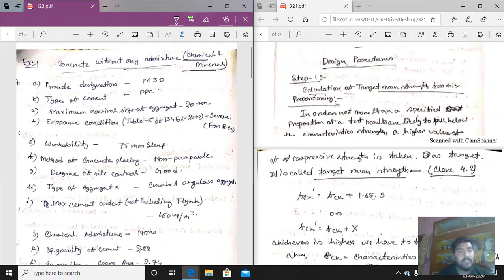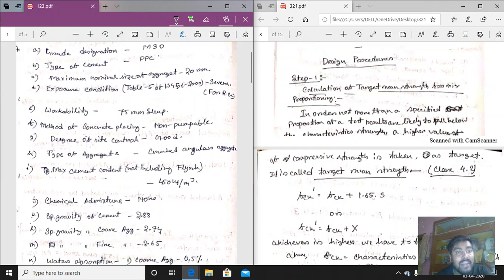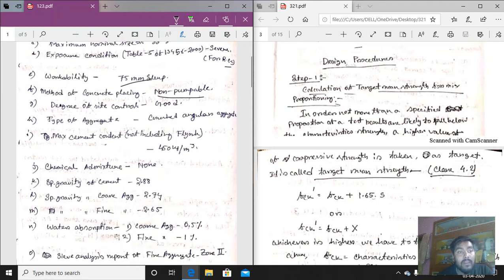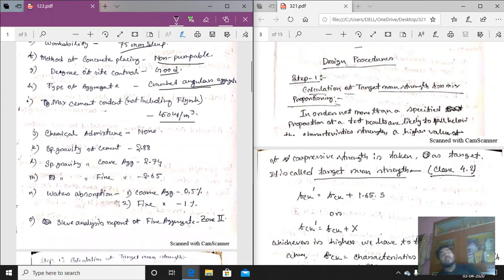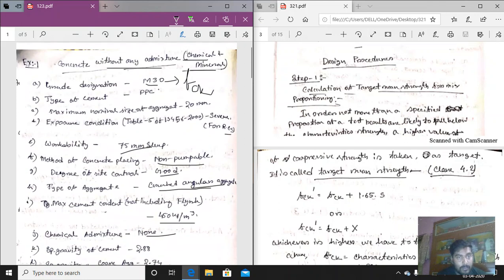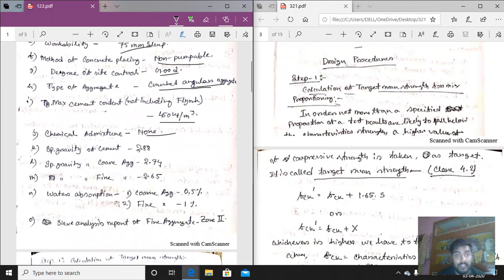So this is the data that we have got: the grade FCK is M30, type of cement PCC, maximum nominal size of aggregate 20 mm, exposure condition severe, and for RCC it has to be mentioned. Then workability 75 mm slump, method of concrete placing non-pumpable, degree of site control very good, type of aggregate crushed angular, maximum cement content 450 kg per meter cube, chemical admixture no, because I have discussed that chemical and mineral admixture will be absent in this mix.